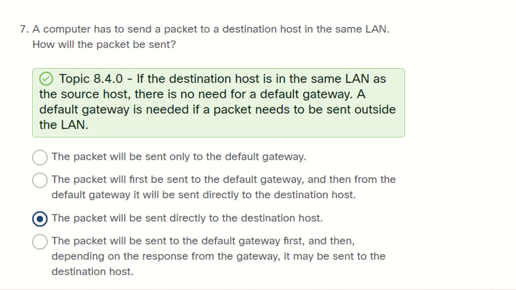The computer has to send a packet to a destination host in the same LAN. How will the packet be sent? If the destination host is in the same LAN as the source host, there's no need for a default gateway. A default gateway is needed if a packet needs to be sent outside the LAN. So the packet will be sent directly to the destination host.